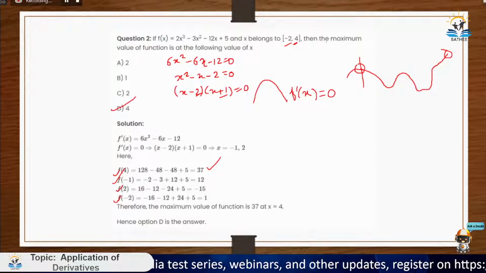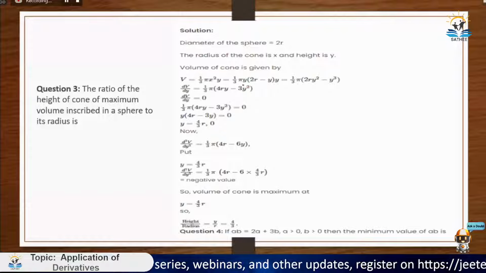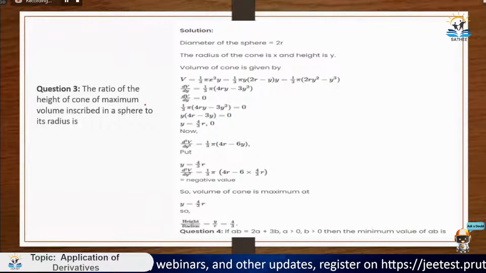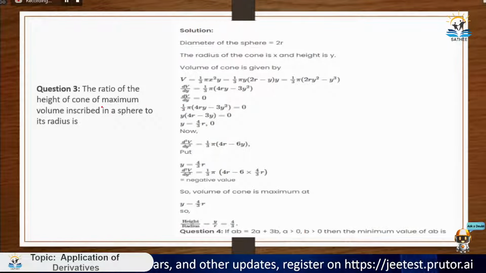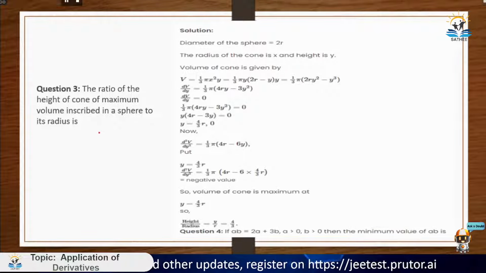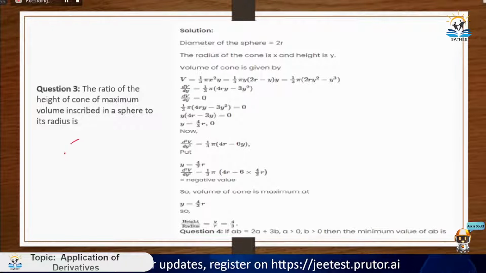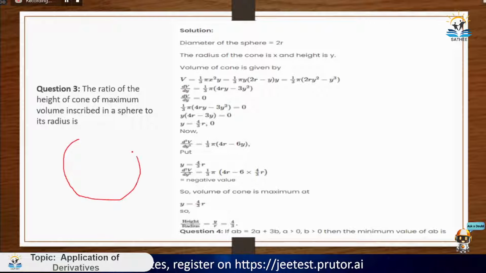Okay, moving ahead, moving on to question number 3. It is saying the ratio of height of cone of maximum volume inscribed in a sphere. अच्छा, मतलब मेरे को बोला है कि एक स्फेयर है, उसके अंदर मैंने एक कोन इंस्क्राइब किया है. Cone is something like this.